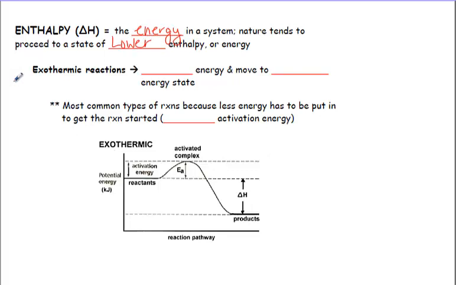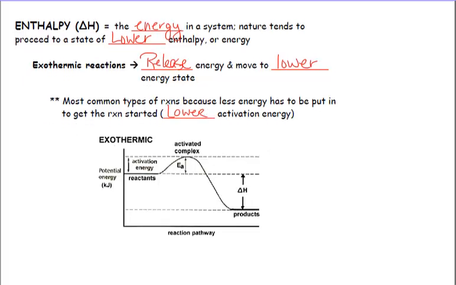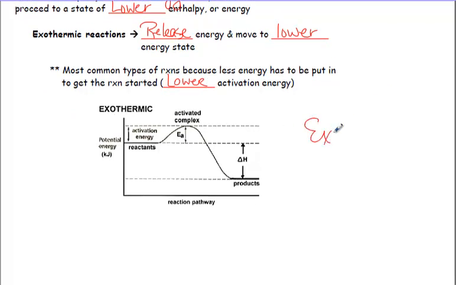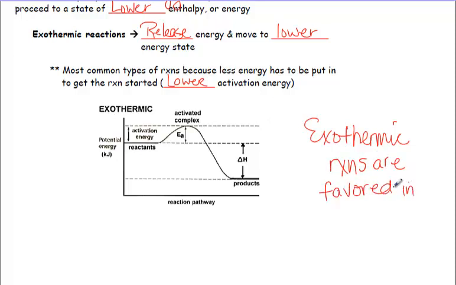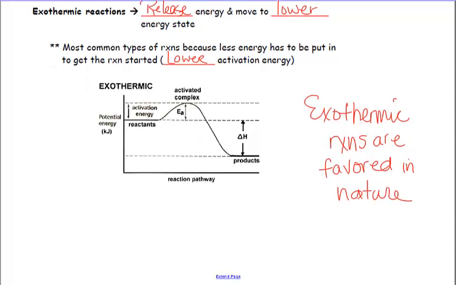All right, exothermic reactions release energy and move to a lower energy state. Most common types of reactions because less energy has to be put in to get the reaction started. So there's a lower activation energy for exothermic reactions. These are favored, okay? So exothermic reactions are favored in nature, because less energy is needed. You don't really want to input a lot of energy.